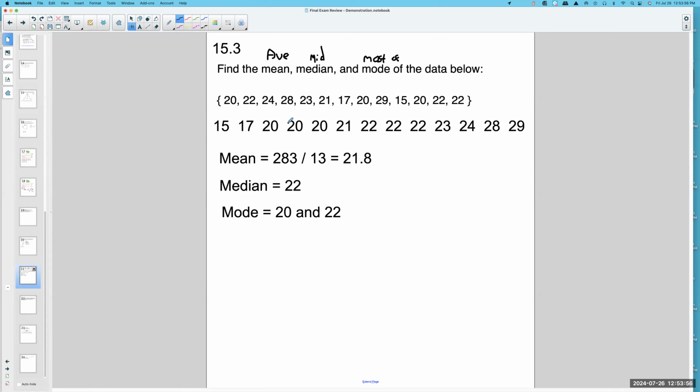Now for the mean, all I have to do is add them all up. So if I add all these up, I get 283. I divide by the number of numbers, and if you count them, I have 13. So the mean is 21.8.